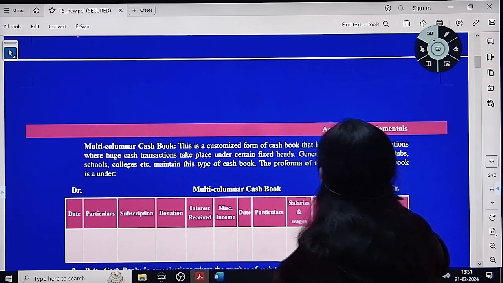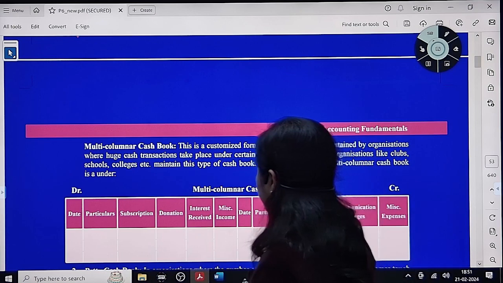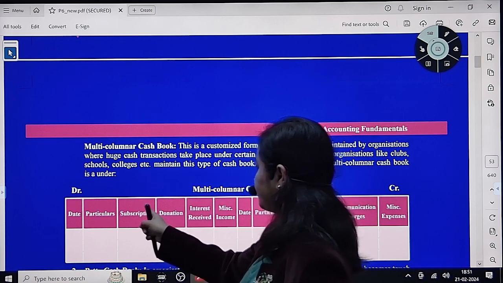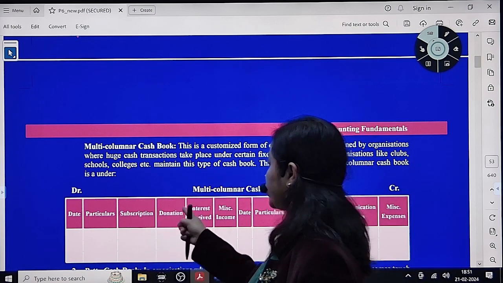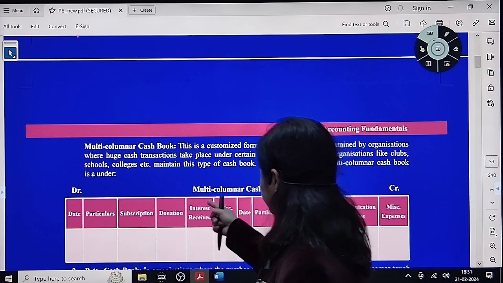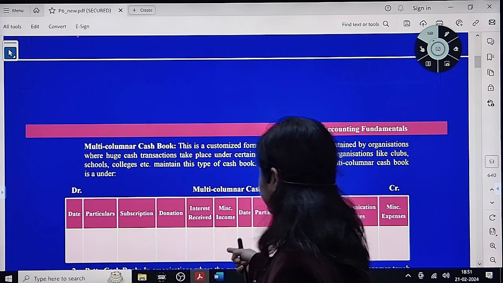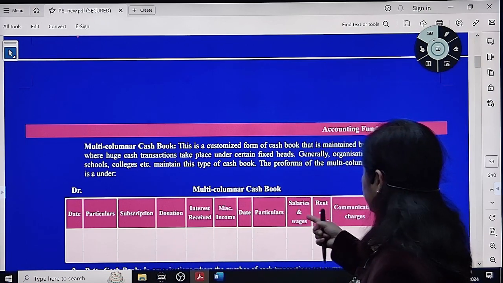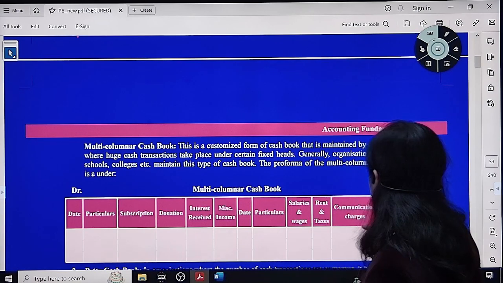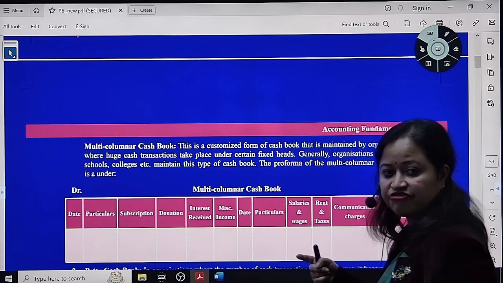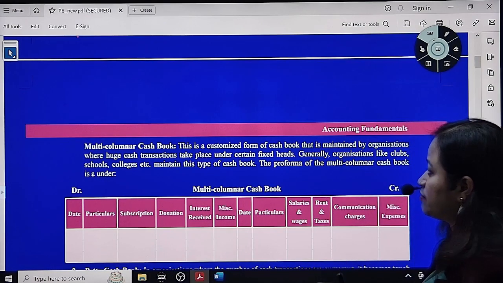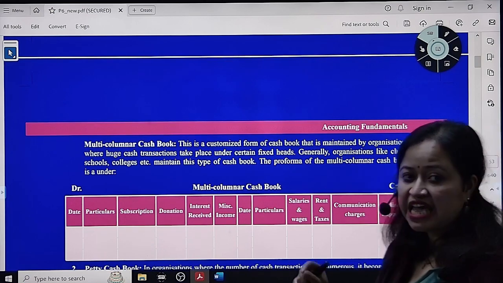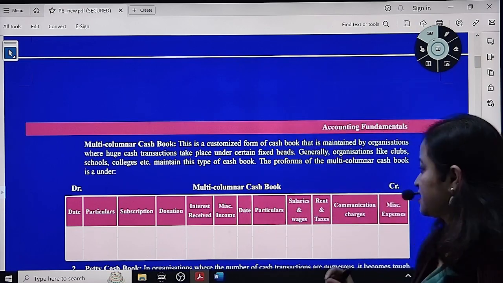This is the format of the multi-columnar cash book. The debit side has date, particulars, subscription, donation received from XYZ, interest received, miscellaneous income. And in the credit side, the expenses can be salaries and wages, rent and taxes, communication charges, miscellaneous, different types of expenses. So that is your multi-columnar cash book, that means a cash book having multiple columns.